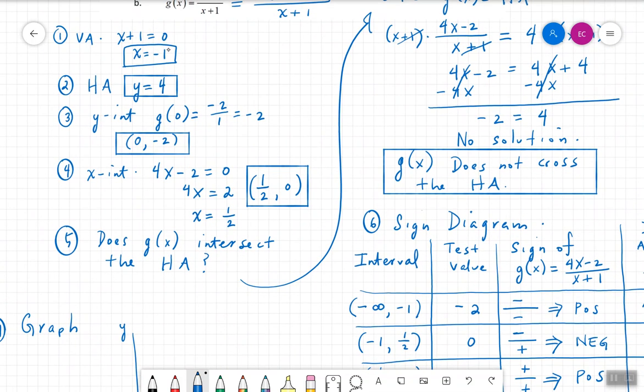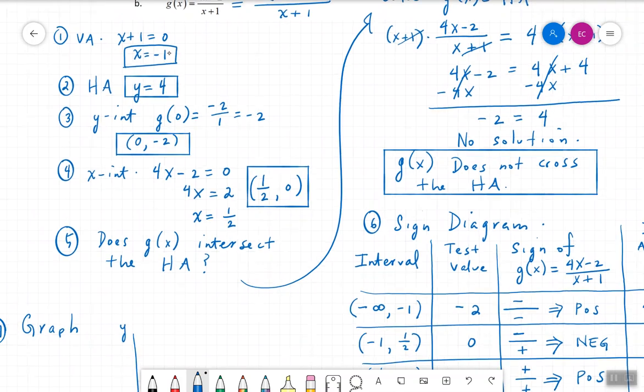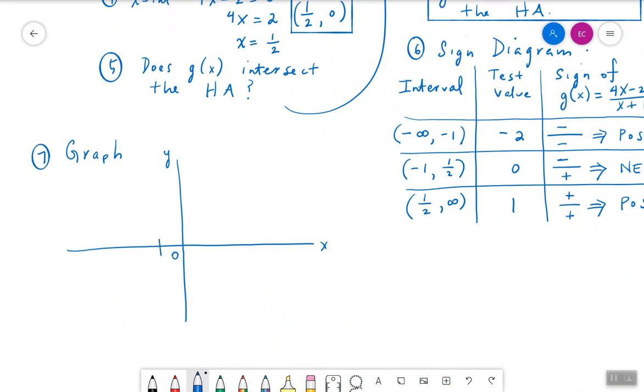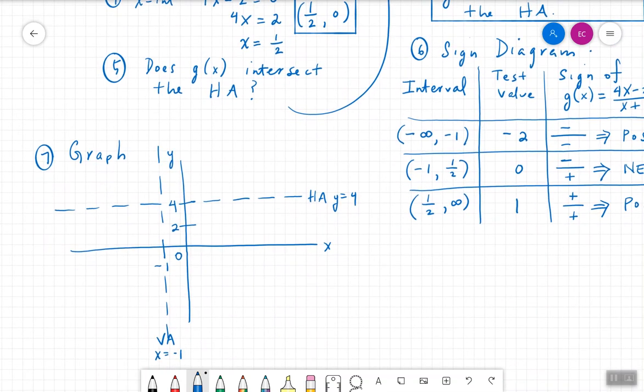Let's start with the vertical asymptotes. We have a vertical asymptote at x is -1 and a horizontal asymptote at y is 4. I don't want that horizontal asymptote to go too high, so I'm just going to count by 2's there. And then I can draw my horizontal asymptote there, and my vertical asymptote here. And I want to make sure that I label them. Okay, does that look all right?